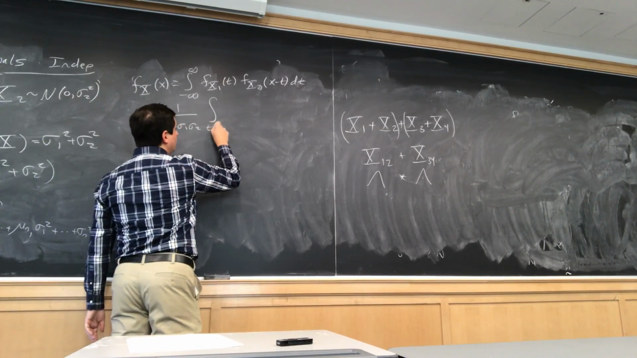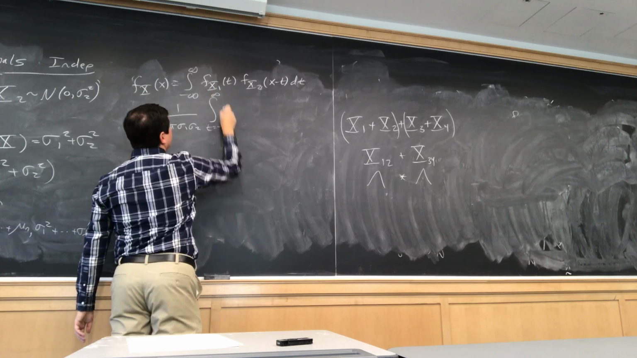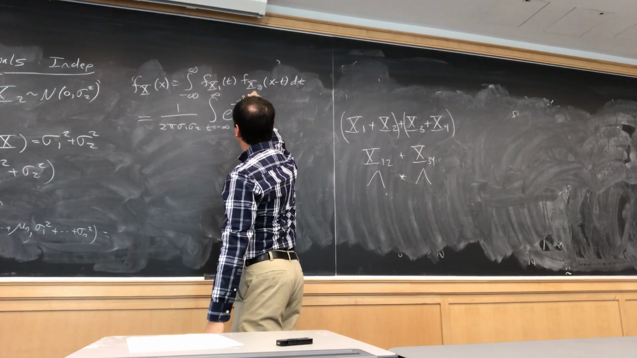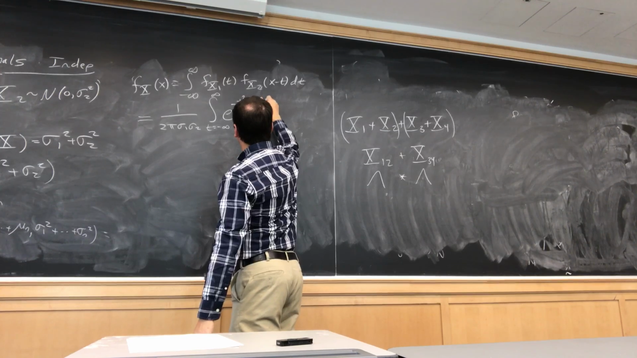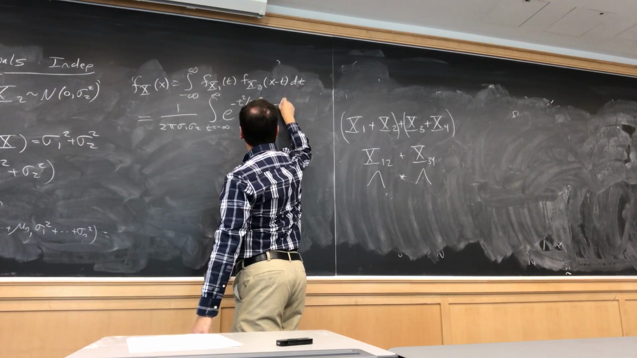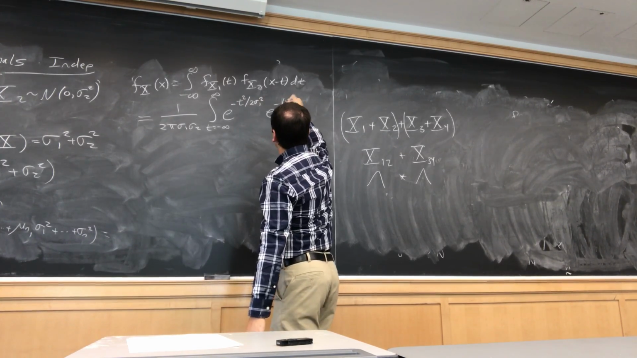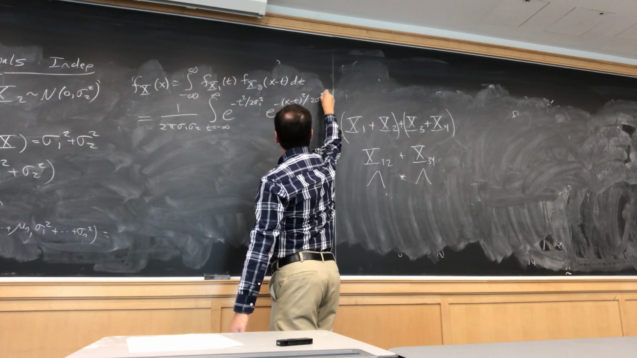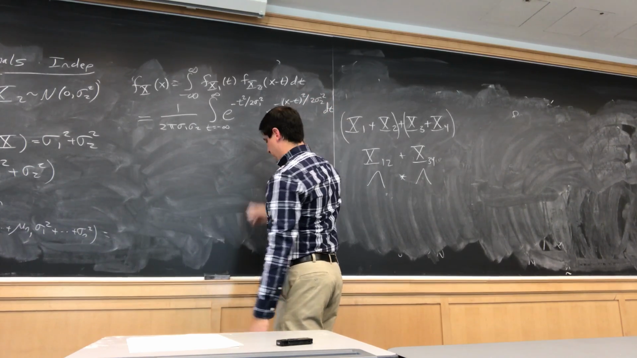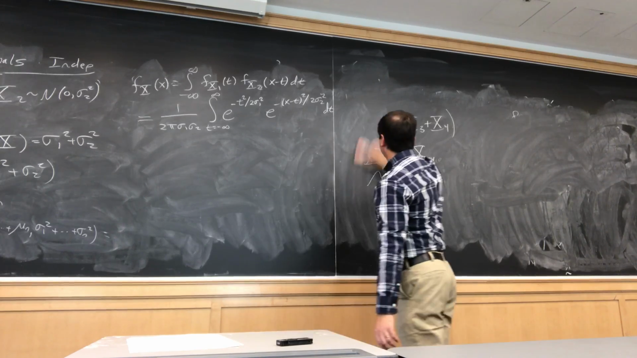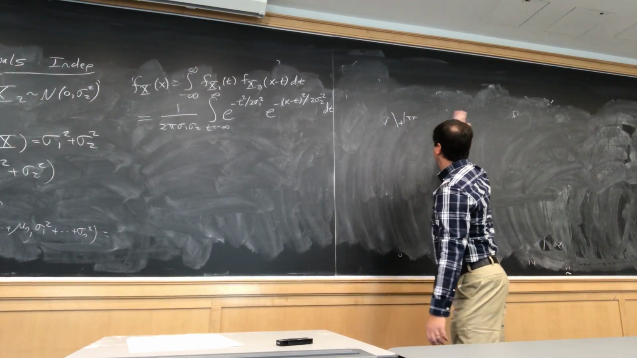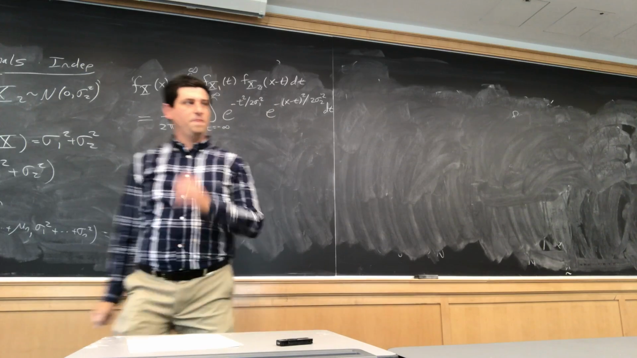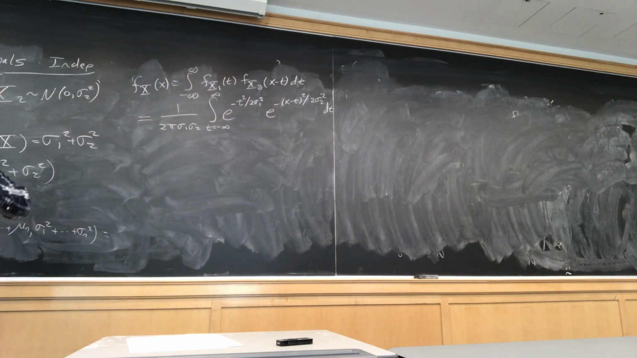So t goes from minus infinity to infinity, and then we'll have an e to the negative t squared over 2 sigma 1 squared, e to the negative x minus t squared over 2 sigma 2 squared dt. Okay? So we need to do this integral. Let's play with it a little bit.